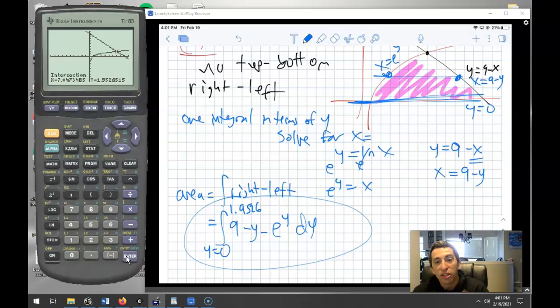Okay, so that's how you convert equations from y equals to x equals, by trying to solve for x in each one of those. And that's how we do integrals in terms of y with right minus left.